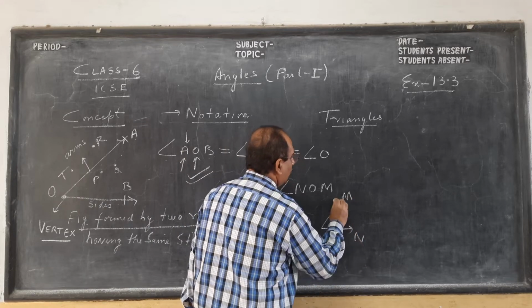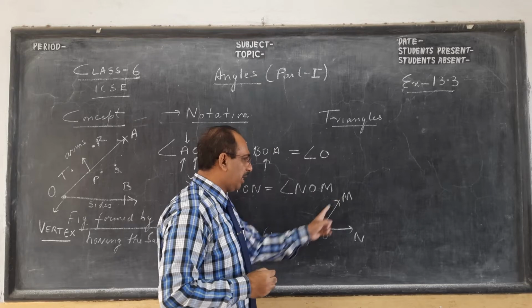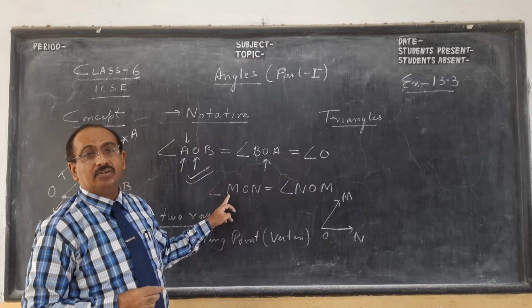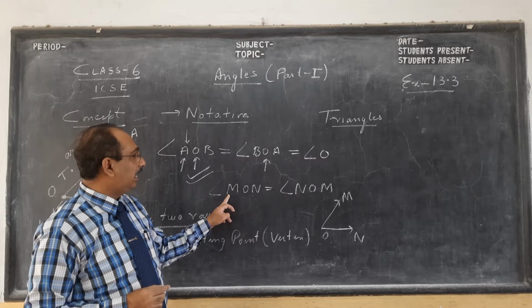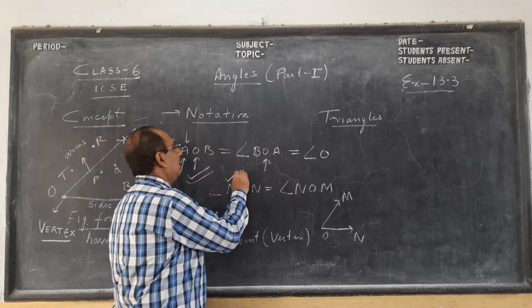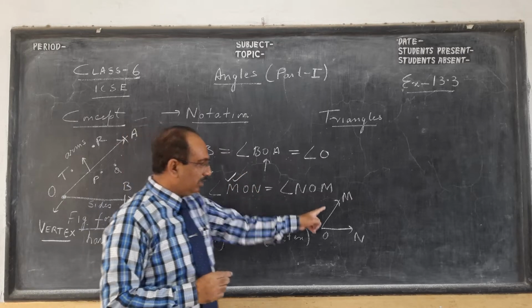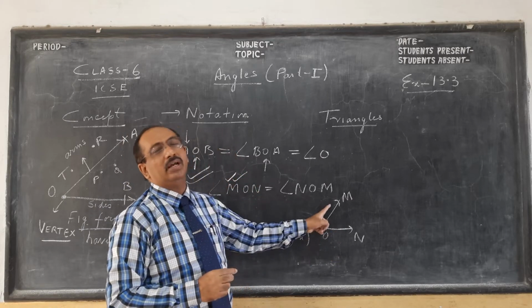MON. Now, which one is better? Both are correct, NOM, MON. But if you see A, B, C, D, E, F, G, H, I, J, K, L, M, before M comes L, then M, N. So this I like. MON is better than NOM.